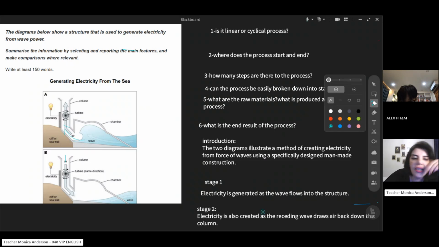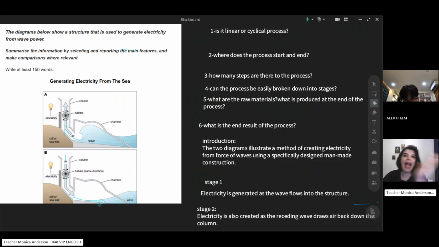Let's see. Look here. The first one, wave comes over, pushes air into column, this turbine rotates, and generates electricity. Here, again, turbine rotates, but how? This one, wave goes back, recedes, and draws air back into this column. And then again, turbine rotates and creates electricity. So there are two stages that I can see in these two diagrams.